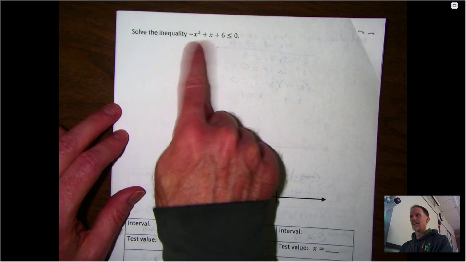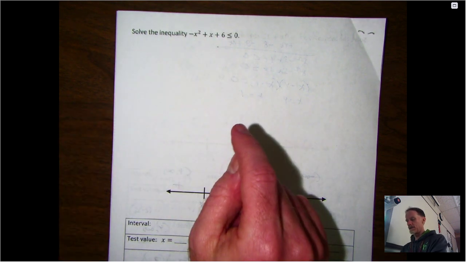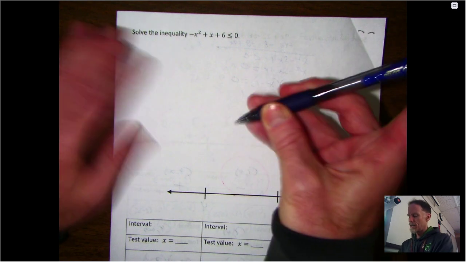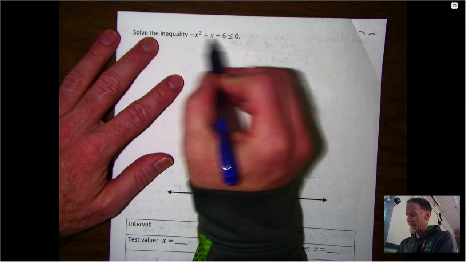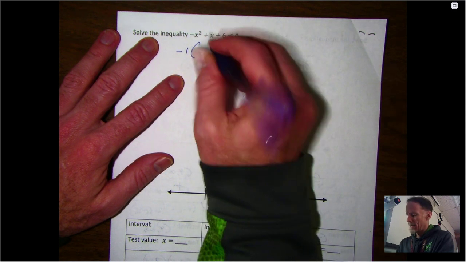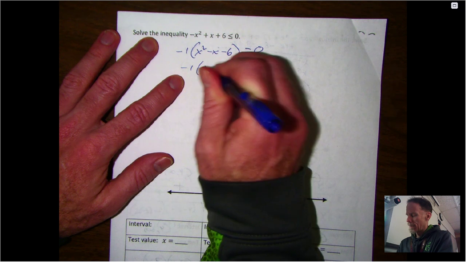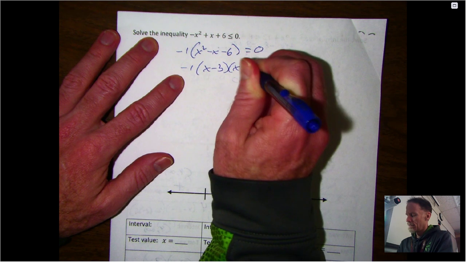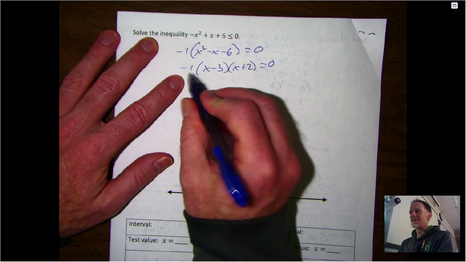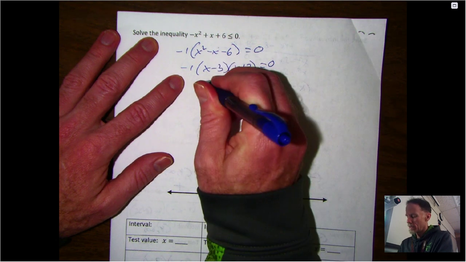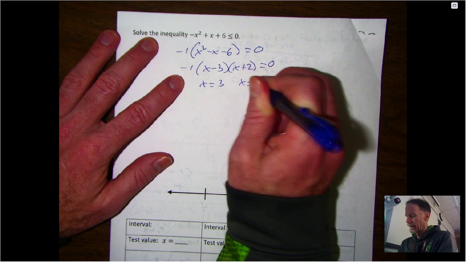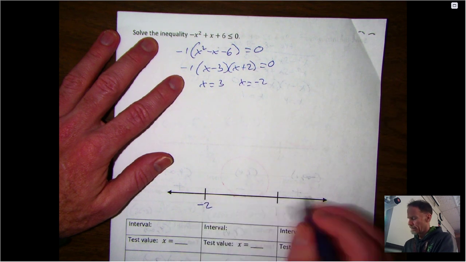And you can probably see right off the bat, this is a little bit different because I've got a negative x squared in front. So I'm still going to treat it like an equation. But what I'm going to do, I'm going to factor that negative 1 out, just like a GCF. So if I take the negative 1 out, I've got x squared minus x minus 6. And again, treat it like an equation. Now I can factor the inside to be x minus 3 and x plus 2. Now that negative 1 doesn't affect the solution, so my solutions are still x equals 3 and x equals negative 2. So everything else is the same.